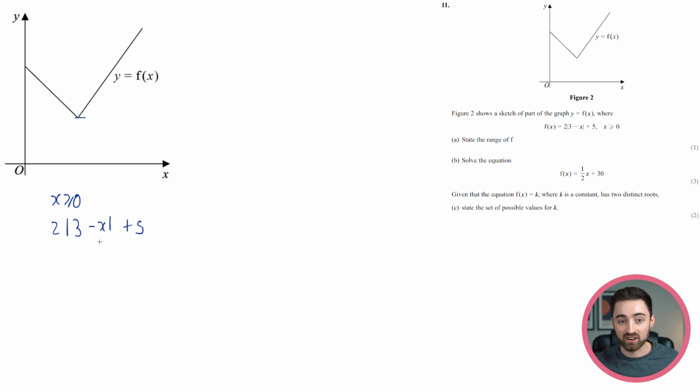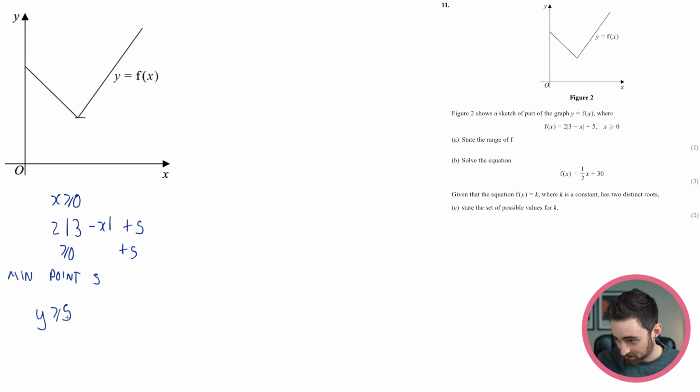A modulus can be 0, but it can never be negative. So obviously 2 times 0 is still going to be 0. So this thing here is always greater than or equal to 0. And then this thing is just plus 5. So the smallest value that this whole thing can be is just going to be 5, isn't it? It's when this is 0, so the whole thing is going to be 5. So the range is just going to be y is greater than or equal to 5.